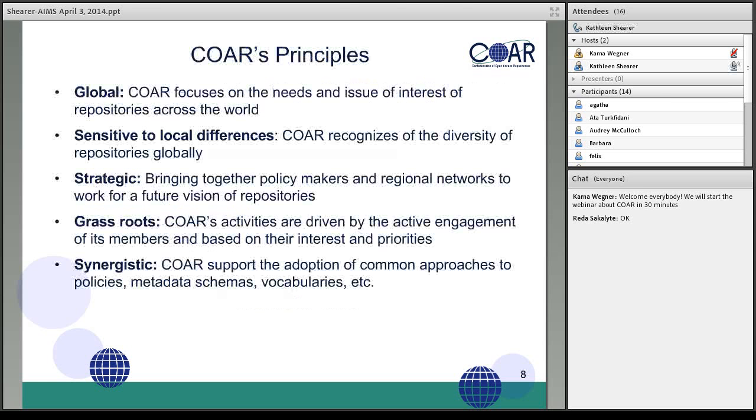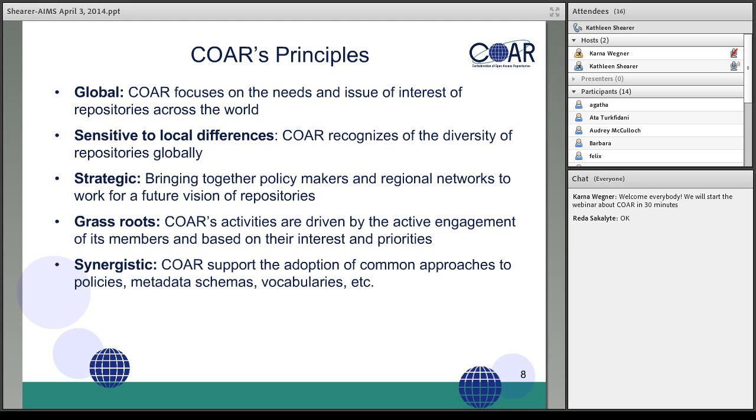These are our principles, our guiding principles. We're a global organization, so we really do want to represent the international community. We recognize that there is a lot of diversity globally with repositories.